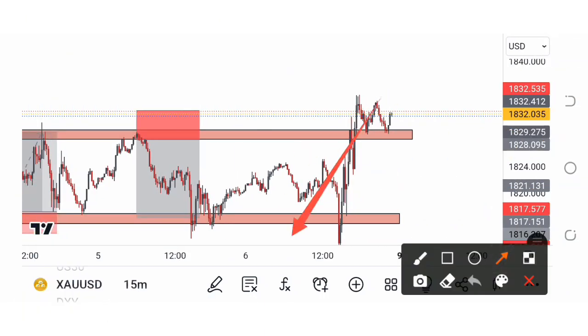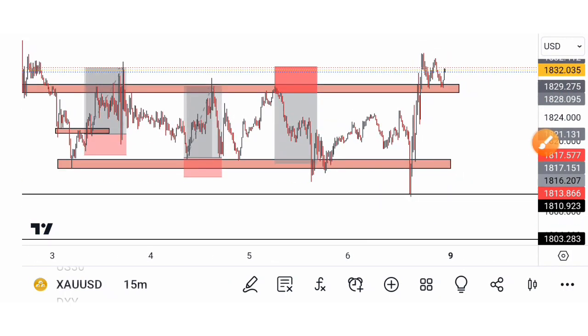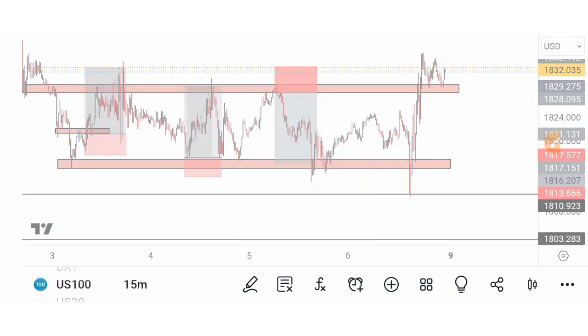I don't trade the market on Fridays. I'm sorry, not on Fridays, but on NFP Friday, I don't trade the market, because you see how the market has moved over here. So I like to avoid NFP. I don't trade fundamentals, by the way. Right, so let's start with US100.